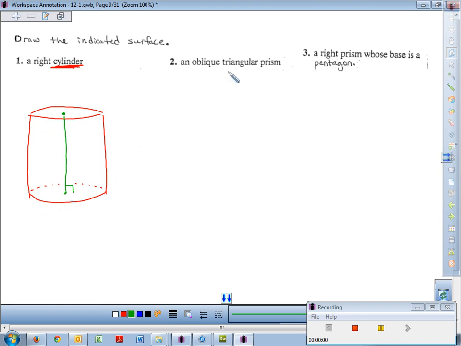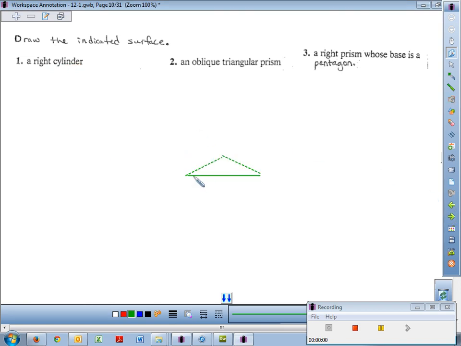For the oblique triangular prism, we need the triangle that's 3-dimensional, which is shape 21 on our geometer. So we'll start by drawing that, and draw the front side solid and the back 2 sides dashed for me right there. So this is the bottom of it.